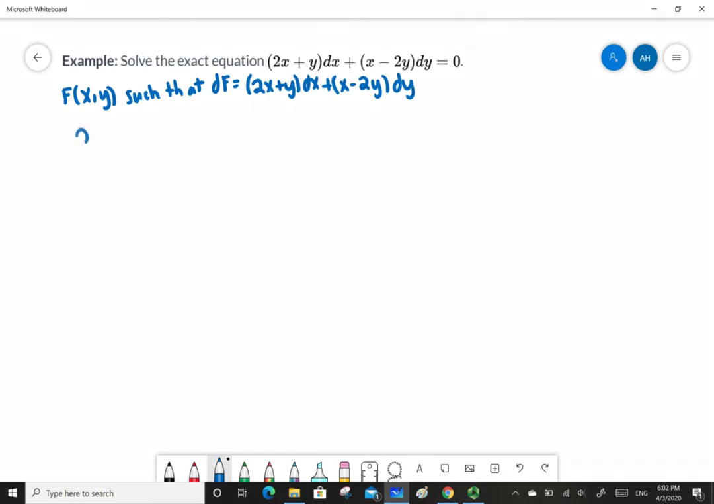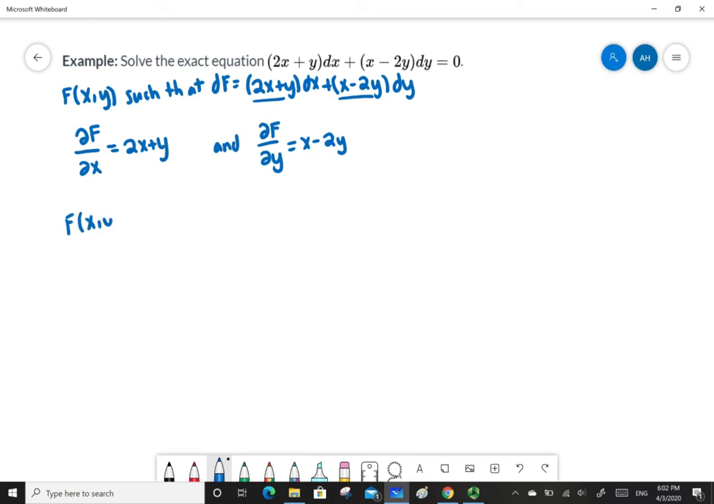So we need the partial of f with respect to x to equal 2x + y, and the partial of f with respect to y to equal x - 2y. Just like we did earlier, to find an initial formula for f(x, y), we can integrate the partial of f with respect to x, which equals 2x + y, with respect to x, remembering that our constant of integration will actually be a function of y.